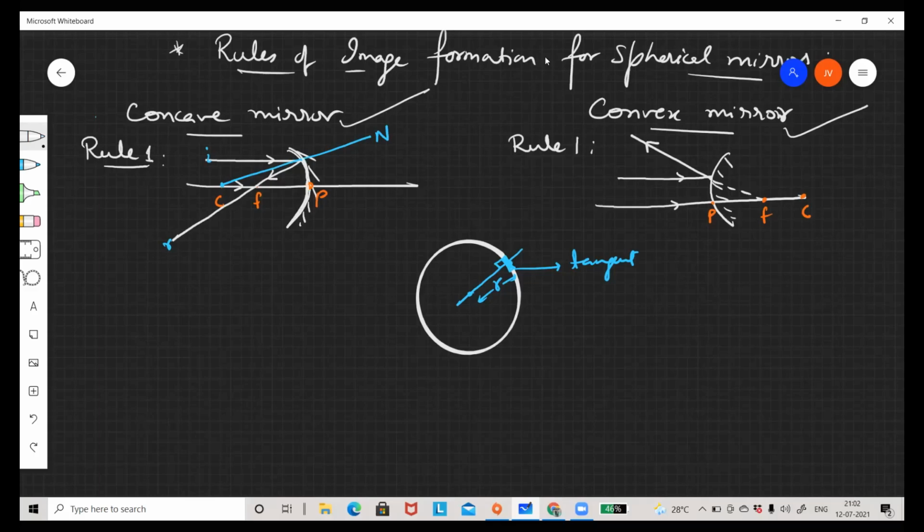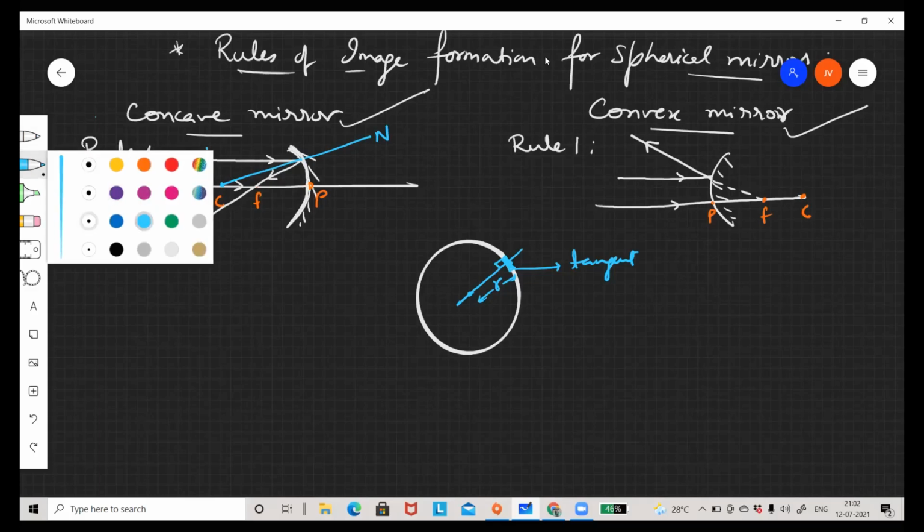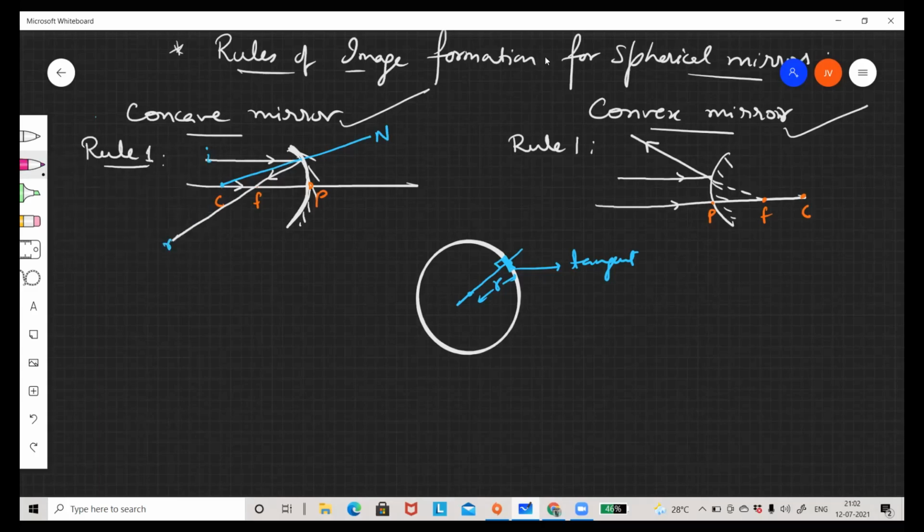Now, which is the angle of incidence and which is the angle of reflection? The angle of incidence is the angle between the incident ray and the normal. This is i. The angle of reflection is the angle between the reflected ray and the normal. That is this. This basic labeling is sometimes asked. So you saw the angle of incidence and the angle of reflection.